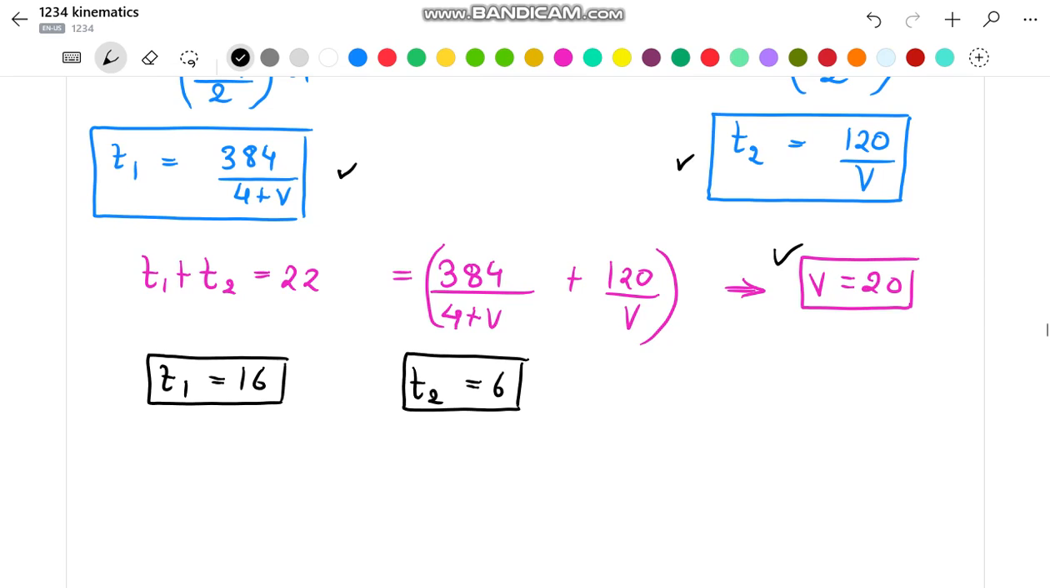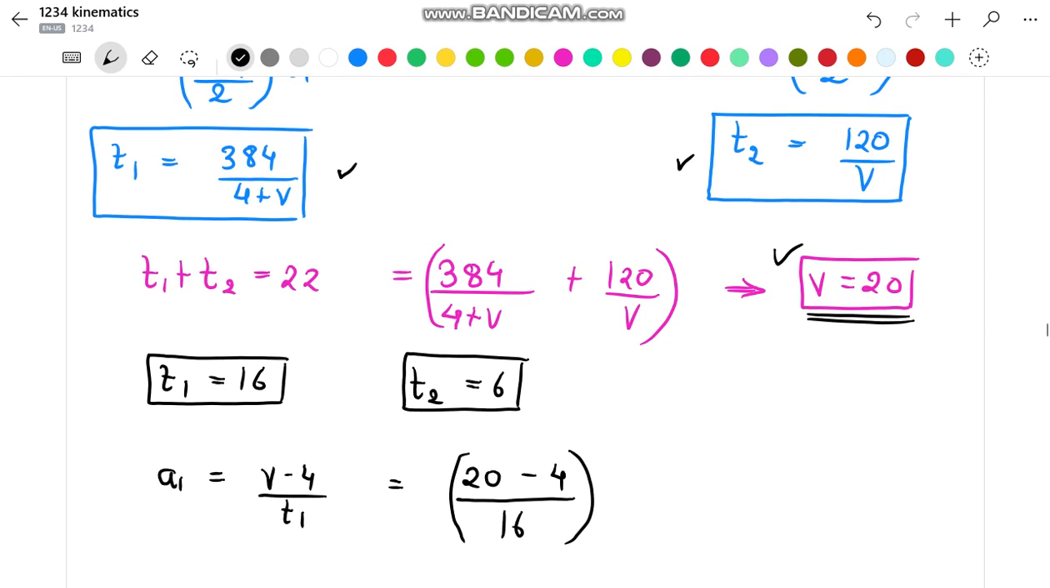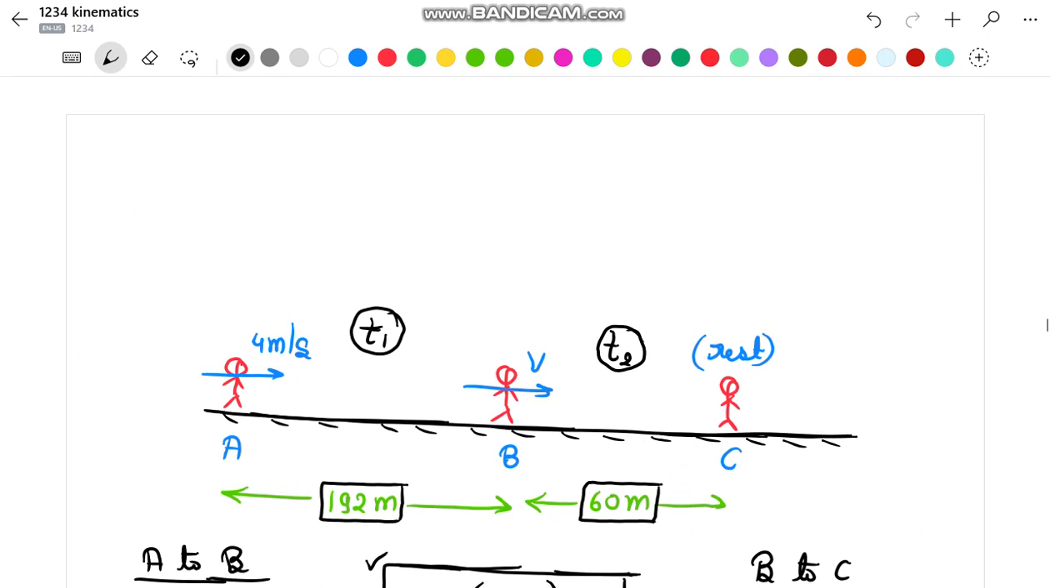Now let us find the acceleration of the particle for its motion from A to B. The acceleration of the particle from A to B can be written as change in velocity upon time taken. The initial velocity of the particle at A was 4 and the velocity of the particle at point B is 20, that we have just found out in our previous calculations. The whole is divided by the time taken to travel from A to B. This acceleration comes out to be equal to 1. So we can say that the acceleration of the particle from A to B is equal to 1 meter per second square.